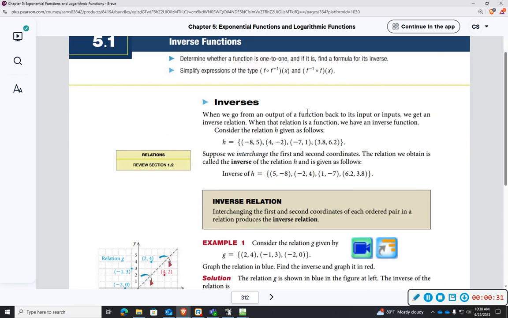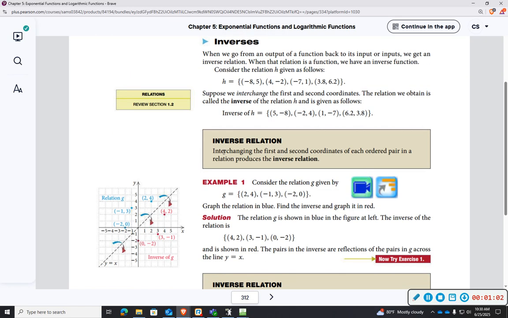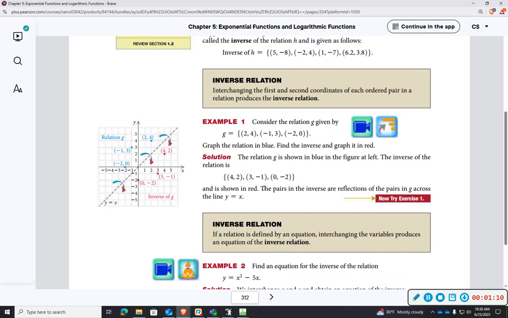So we start talking about inverses. We start out with inputs and outputs when we get a relation, just a set of ordered pairs. So here's a relation H. Suppose we just interchange the first and second coordinate. This would be called the inverse. So all we're doing is interchanging x and y. We swap the order of the ordered pair, and that gives us just the basic format of inverse. So here's a definition of inverse relation. If you just have a relation, a set of ordered pairs, and you interchange them, you get the inverse.